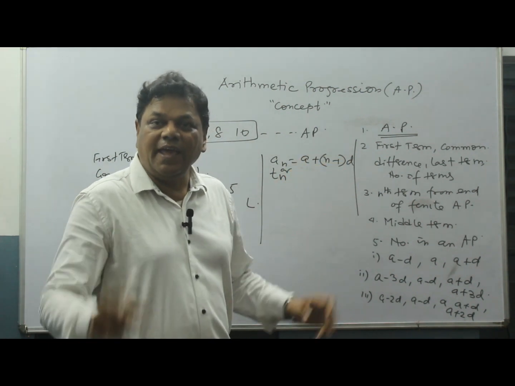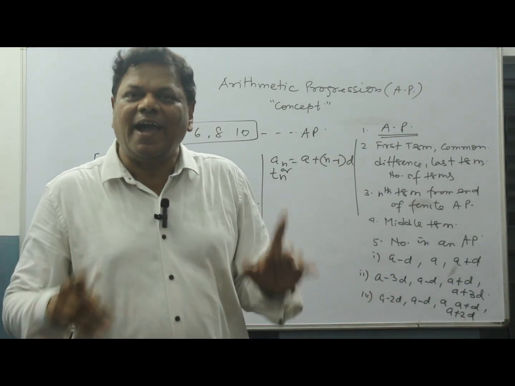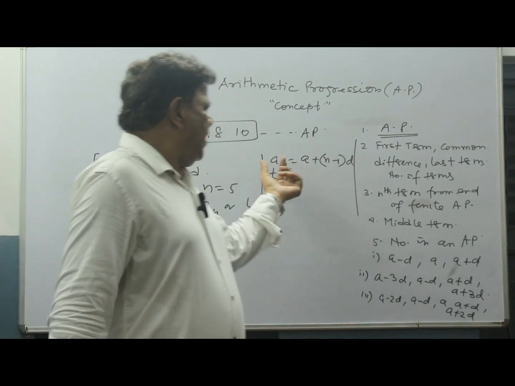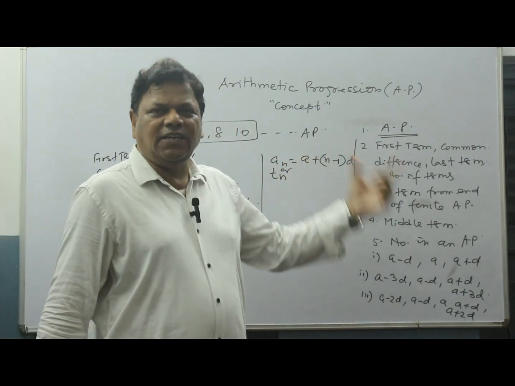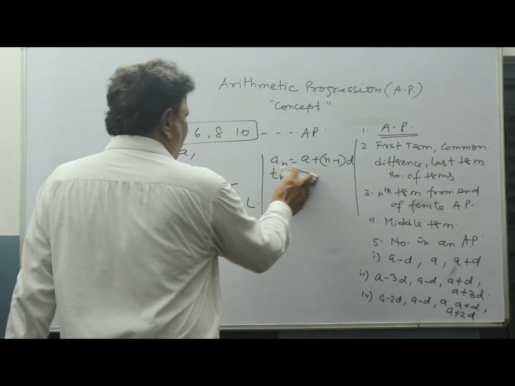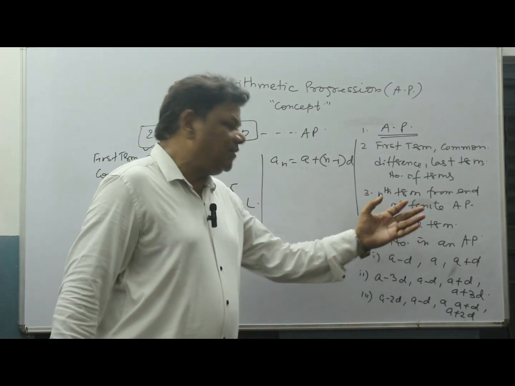An is A plus n minus 1 d. What is A? A is the first term. What is n? Number of terms. And what is D? Common difference. Clear? So A plus n minus 1 d, this is the nth term formula. So this I am writing here. Okay. Now next I want to explain the middle term.